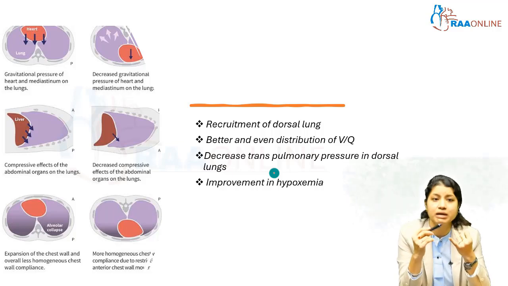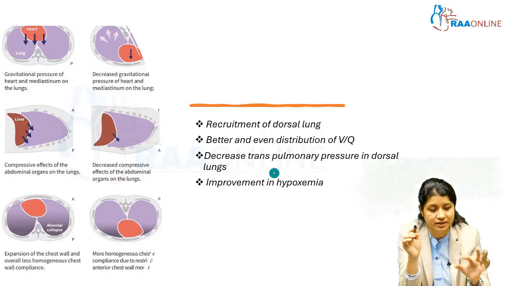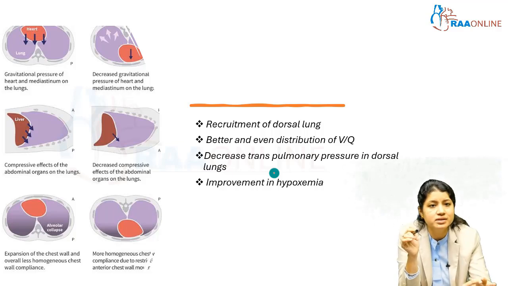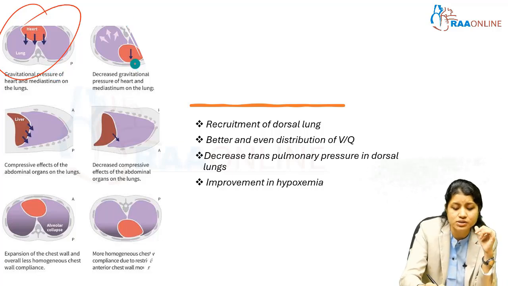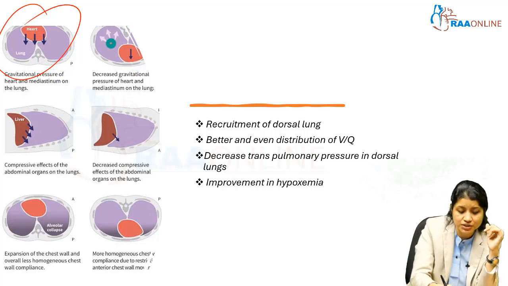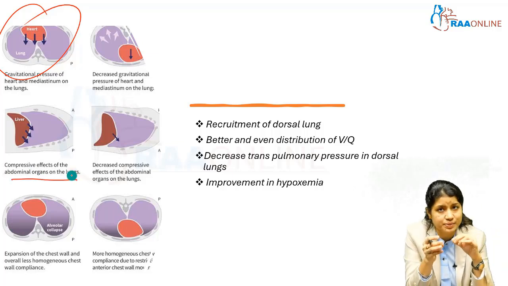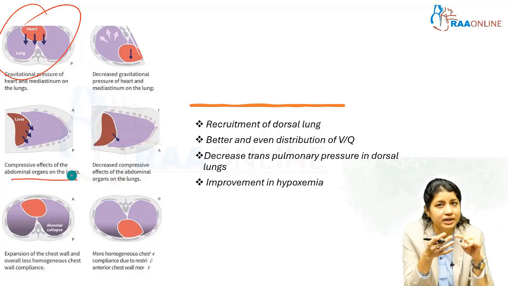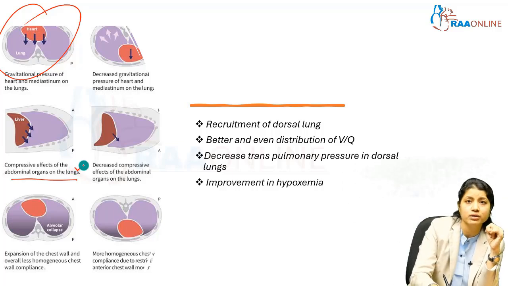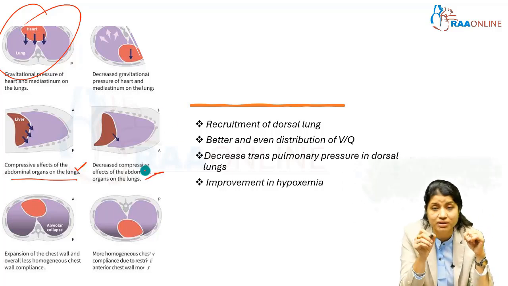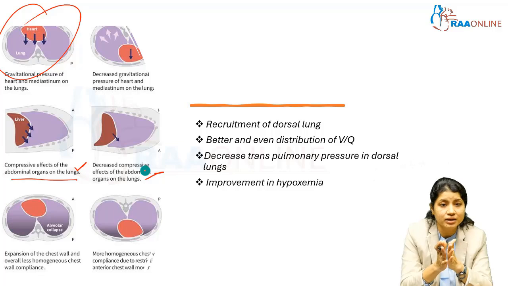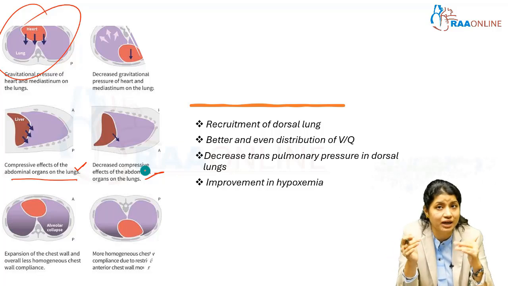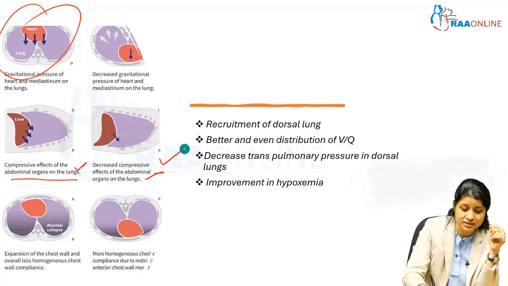So to be more precise, when you place a patient prone, the first thing that happens is the gravitational pressure of the heart and the mediastinum on the lungs is definitely decreased. When you place a patient supine, this gravitational pressure is very high, which in the prone position is reduced. In addition to that, the abdominal organ content, especially the liver, and in obese patients the stomach and the bowels, which give a compressive effect on the lungs, is reduced. This decreased compressive effect by the abdominal compression helps us to improve the compliance of the lung. The compliance of the lung is increased. The diaphragmatic splinting has come down. The workload on the diaphragm comes down. So this is another added benefit.